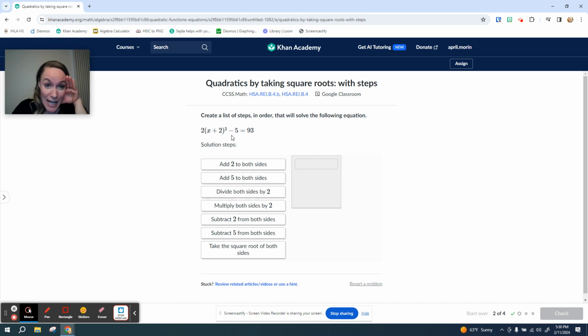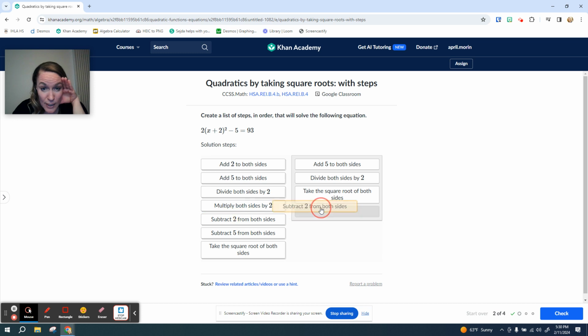First, I'm going to add 5 to both sides, okay? And then I'm going to divide by 2, right? Because I don't have a fraction here. I have a whole number, so I need to divide both sides by 2. Okay, now I'm going to take the square root of both sides. So that's what I'm going to do next. And then it's going to leave me with x plus 2 equals plus minus something. So now I need to subtract 2 from both sides. And that should give me my answer.